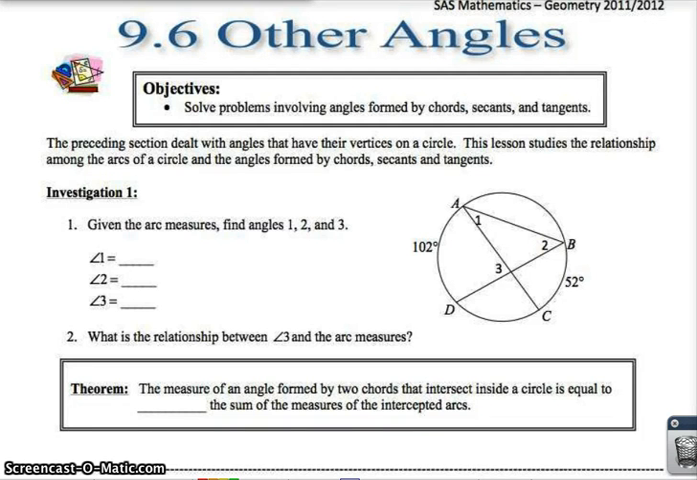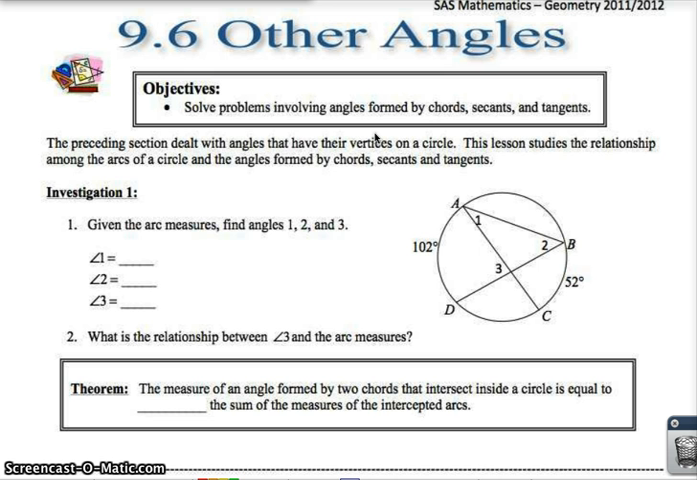Okay, hello, we're back again for 9.6, which is now dealing with other angles in circles that do not involve the center or the circumference of a circle. The preceding section dealt with angles that have their vertices on the circumference of the circle. We dealt with before that where the vertex was on the center of the circle, so central angles and inscribed angles. Today we're going to deal with angles that happen when chords, secants, or tangents meet.